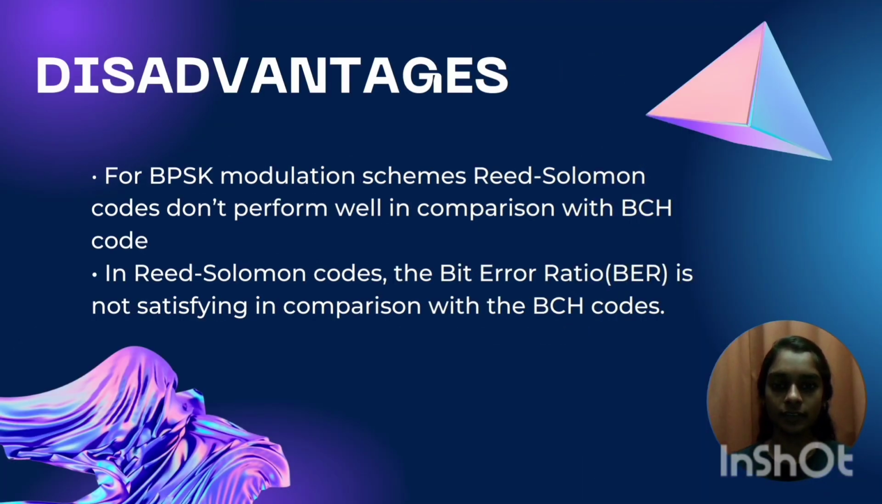For the disadvantages, there are two points. The first one is that for BPSK modulation schemes, Reed-Solomon code does not perform well in comparison with BCH code. And for the second point, in Reed-Solomon code, the bit error ratio is not satisfying in comparison with BCH codes.